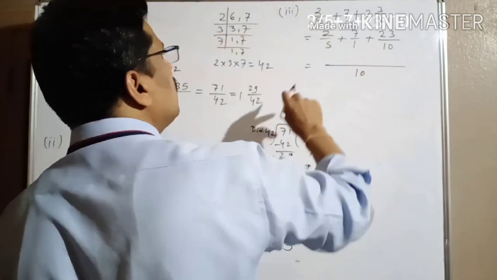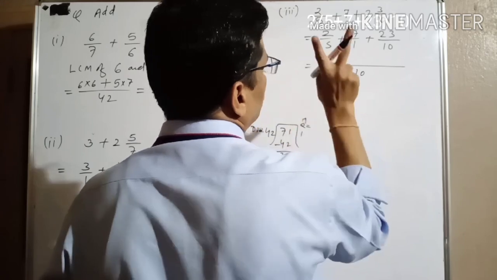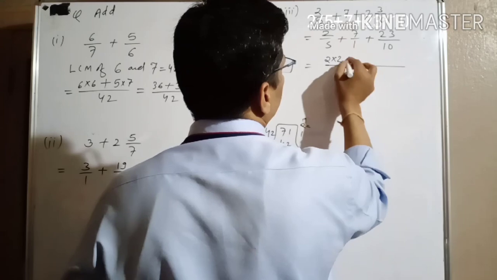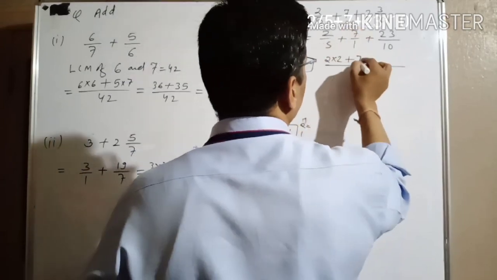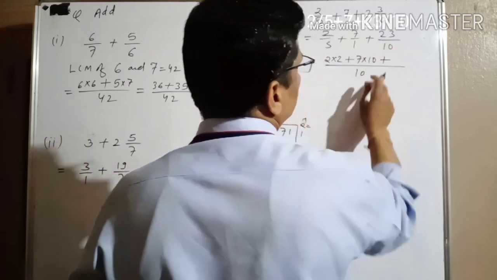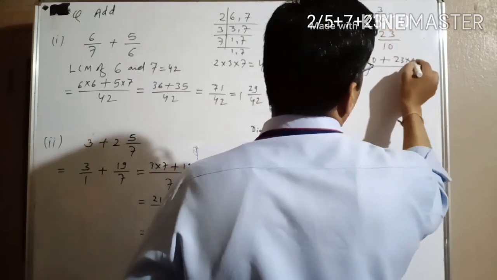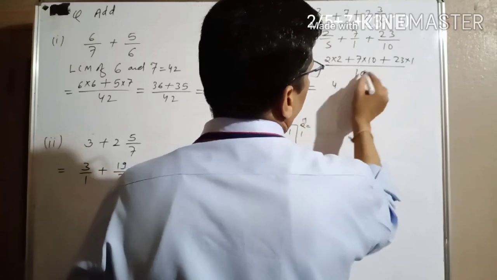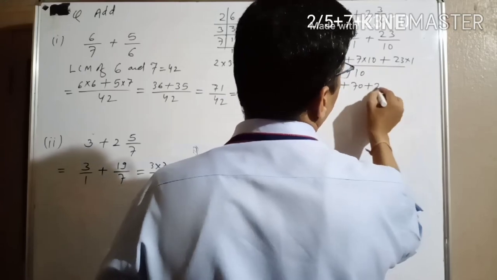Now this 10 divided by 5, so what we get here, 2. So this 2 should be multiplied by 2, so we can write here 2. The sign will come as it is. This 10 divided by 1, so you get 10. So 7 multiplied by 10. The sign will come as it is. Now this 10 divided by 10, so you get 1. So 23 should be multiplied by 1. 2 twos are 4. 7 tens are 70. And 23 ones are 23 upon 10.